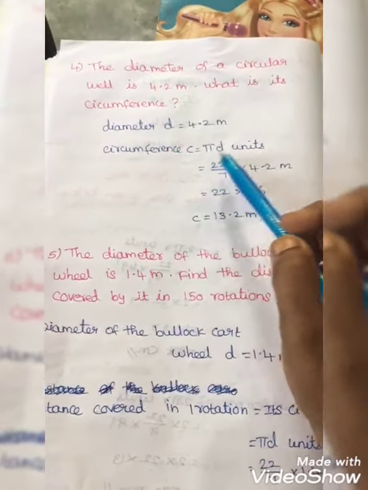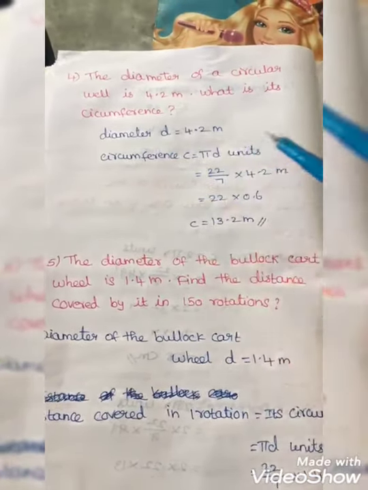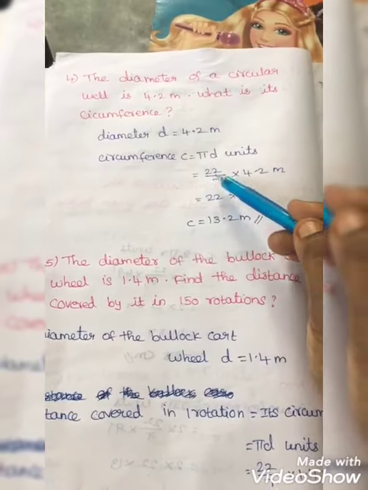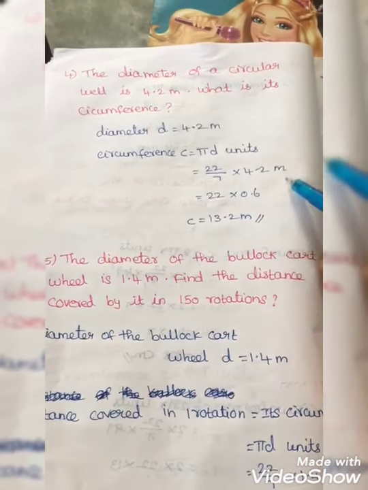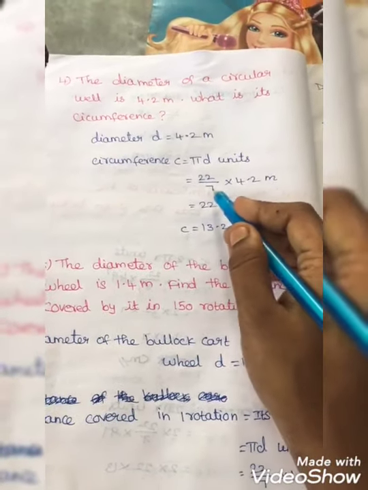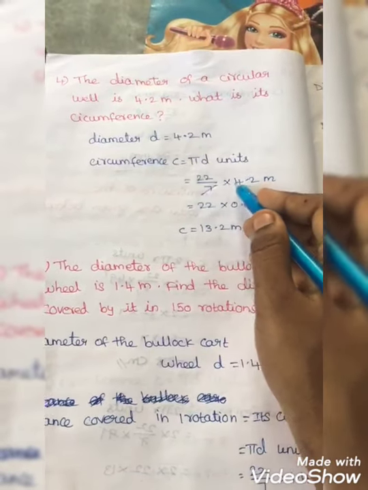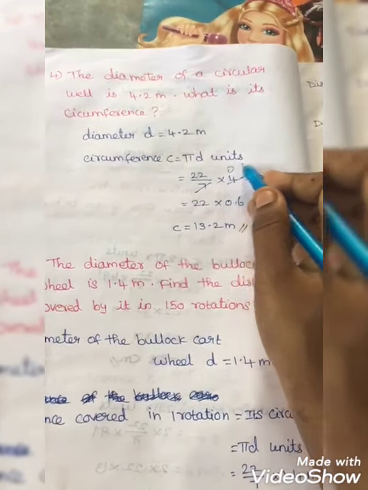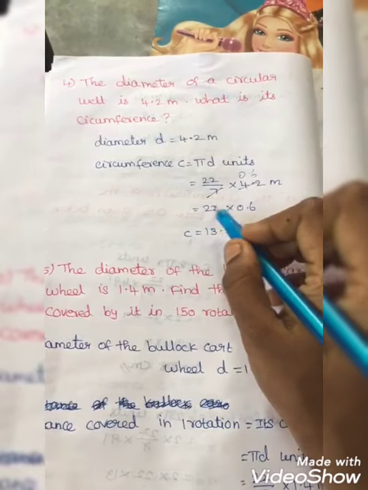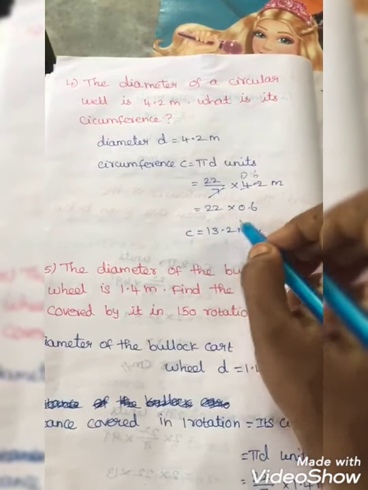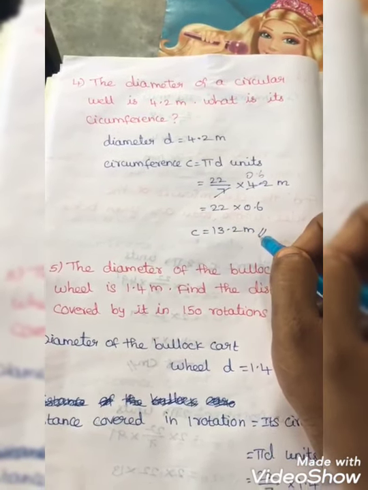Okay. Pi D formula. Diameter is 4.2 meter. Pi D formula you can apply: 22 by 7 into D, which is 4.2. When you cancel it by 7 tables, the answer is 0.6. And then multiply 22 into 0.6, the answer is 13.2 meter.